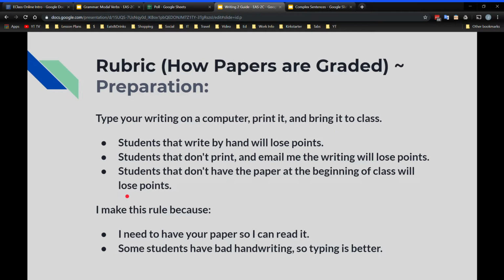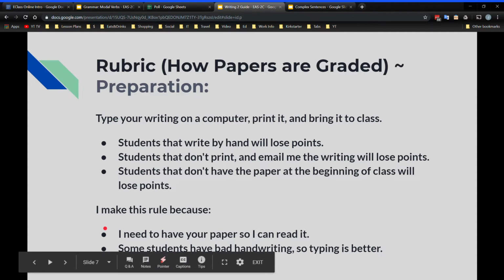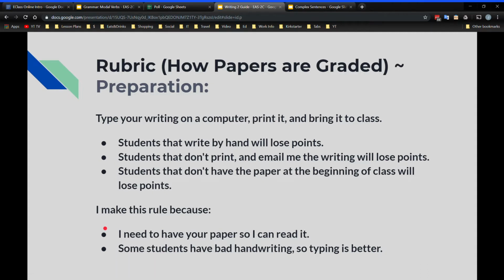So the reason I have this rule is so that I have your paper and I can read it, but also some students' handwriting is bad, like my handwriting, so typing is better. It's easier for me to read, and that way I don't mark as many mistakes on your paper as well.